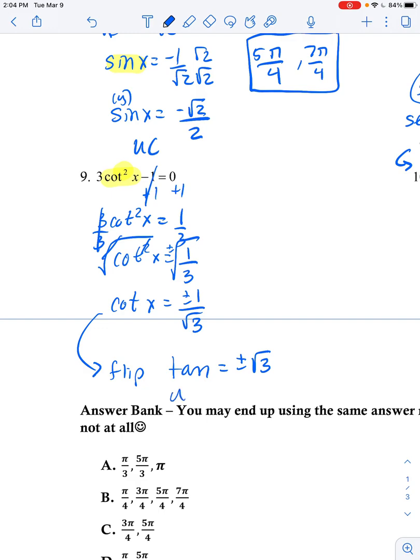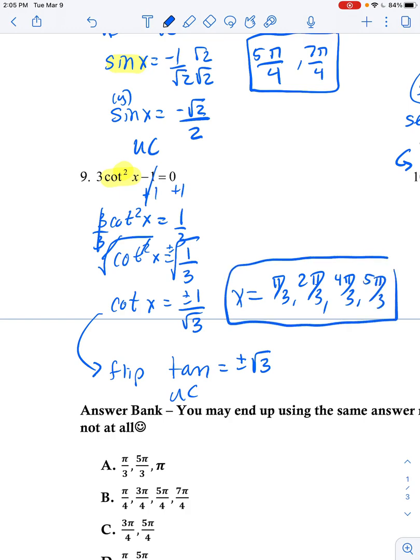So now I'm going to go to my unit circle, and I'm going to look for where the tangent equals either positive or negative root 3, and that is going to be at pi thirds. I'm using my tangent boxes so that I can find these quickly and easily. And ta-da, there we go.